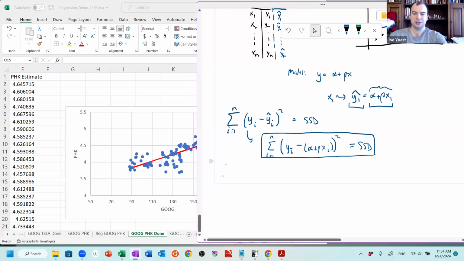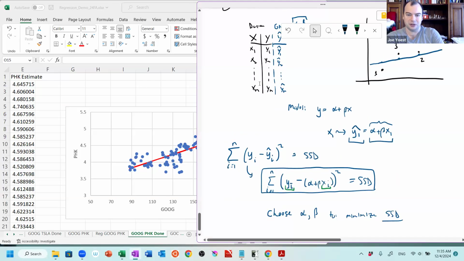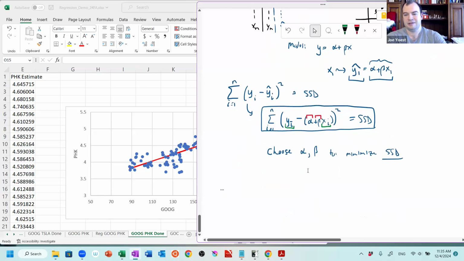So what I want to do is I want to choose alpha and beta in such a way to minimize SSD, right? SSD is a function of the yi's and the xi's. Those are our data. Those are actual data points. We just plug those in, and those are what they are. They're a bunch of numbers that we got from the real world. And then I can choose for my model what alpha and beta are going to be. And I want to choose them in such a way that it minimizes this sum of the squared deviations or sum of the squared errors. I want to choose alpha and beta to minimize that.